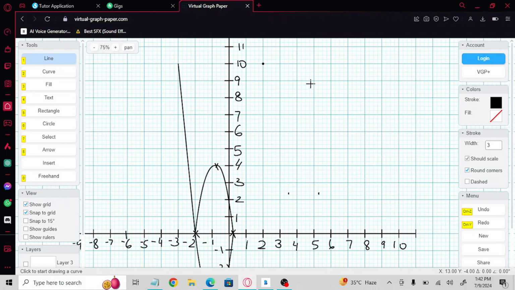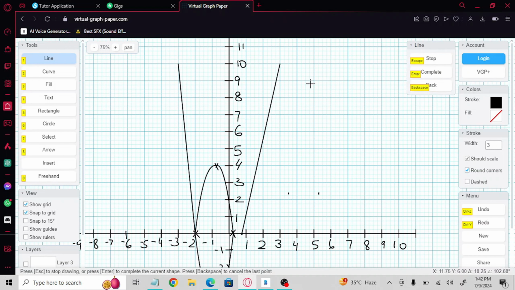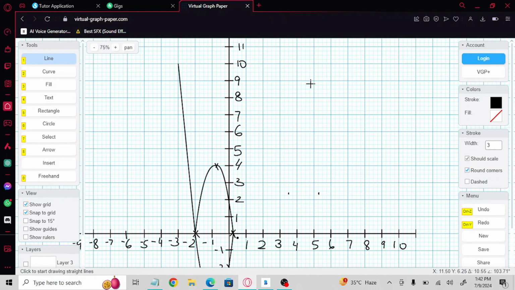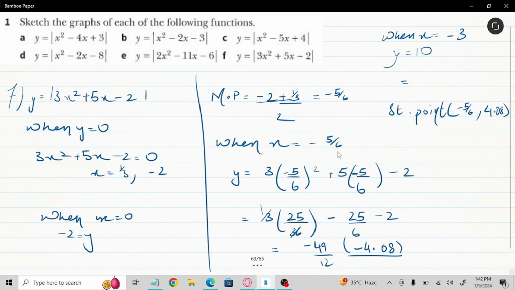I'm going to take 10 and then connect this. I think I've done something wrong. Let me check when x equals... I think I need when x equals 1. I also need when x equals 1 to make a good graph.